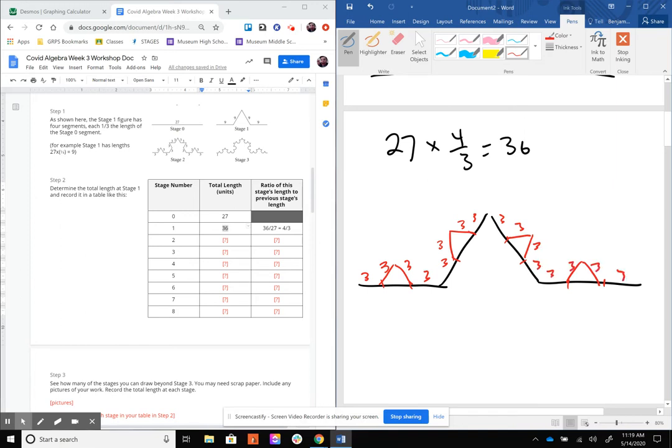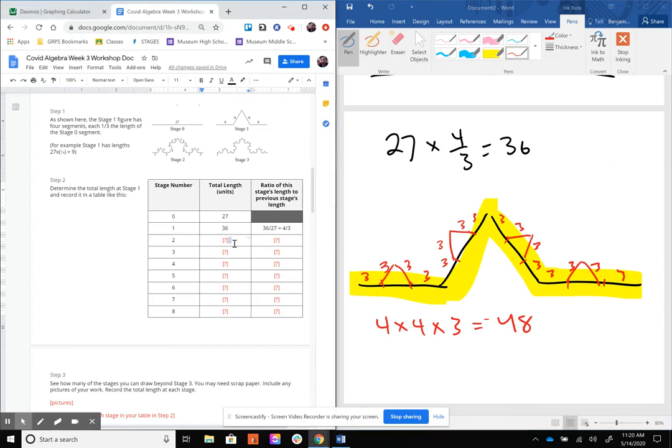My brain wants to make this easy on myself, so since I've got 4 segments that look the same, 1, 2, 3, 4, I know that I've got 4 3s in each of those segments, so I'm going to go 4 by 4 by 3, which gives us 48. All right, so we're seeing 48 right here.